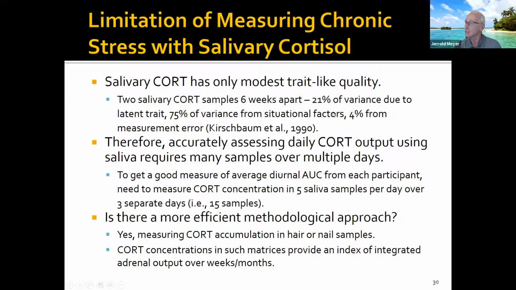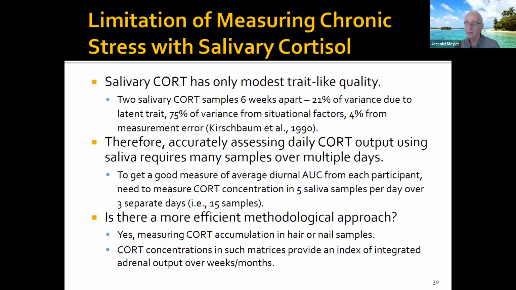75% of variance from situational factors, something that happened on that day or recently, and then 4% they estimated from measurement error to make 100%. So that's relatively modest, which is another way of saying it's noisy. It's not terribly stable. So the way we think about this is that if you want to measure AUC or slope or CAR, any of those things, you need to get multiple days of measurements for each subject. If you do it on one day, it's pretty crappy.